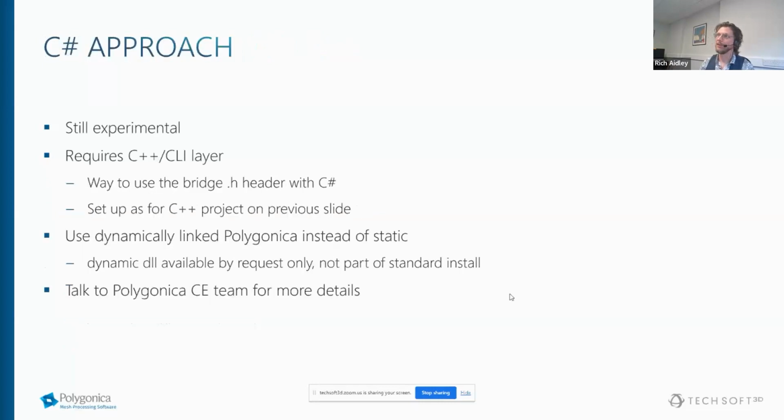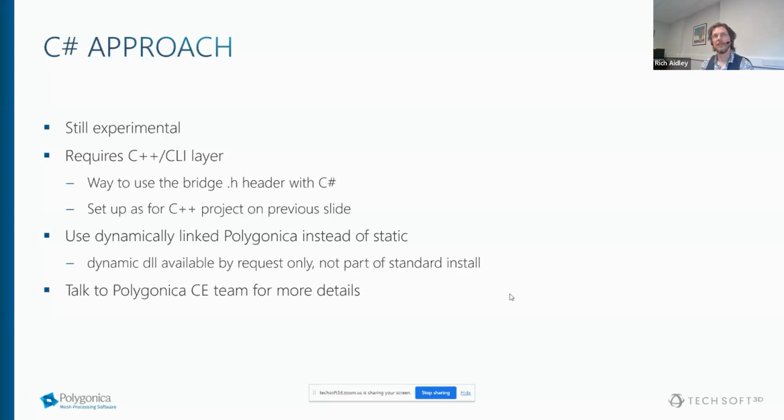If you're trying to do it in C#, it's going to be a little bit more complicated. That's why it says still experimental at the top of here. Because the bridge is a C header, obviously you can't include it directly in C#. So the approach that we've taken is to have a C++ CLI layer that essentially wraps that header file. It's very thin, just so the C# can call it, and it'll export the stuff back.